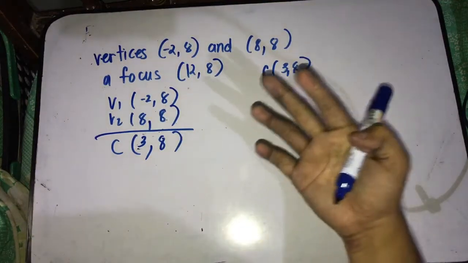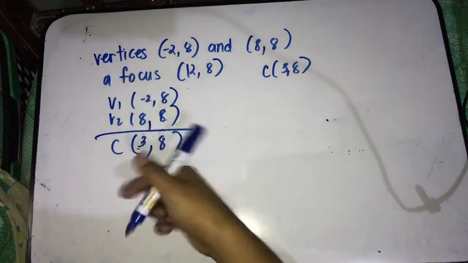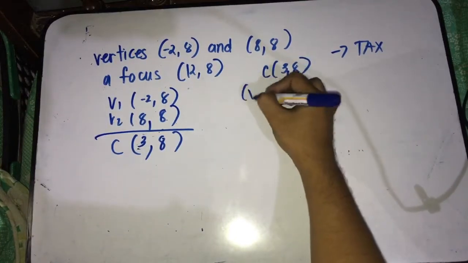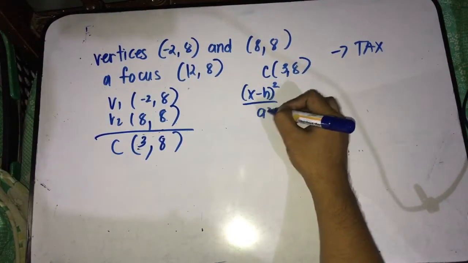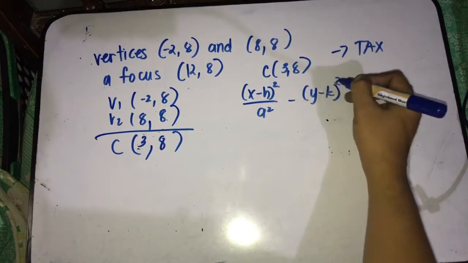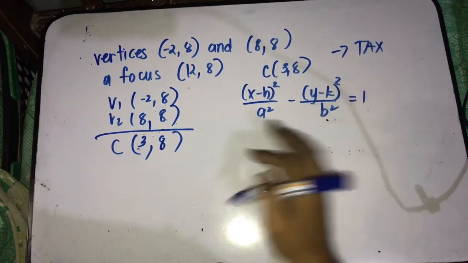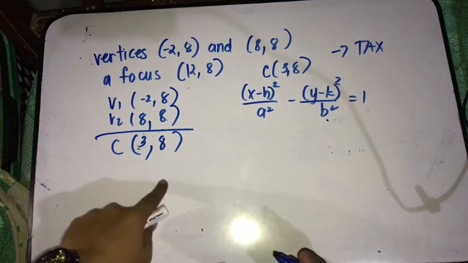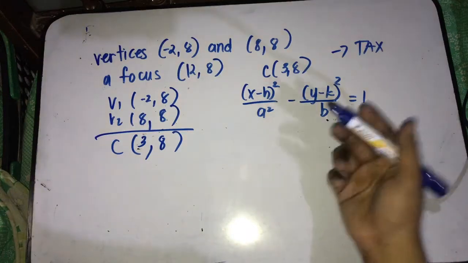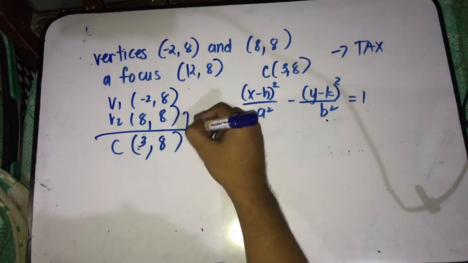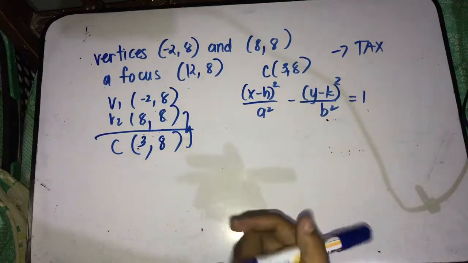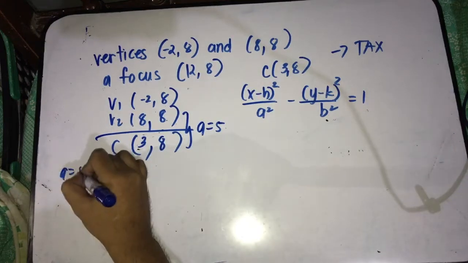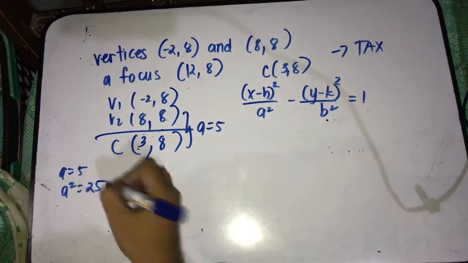So, major horizontal, tax or tie? Ano ba'ng binago? X. Therefore, this is tax. Ang formula na gagamitin natin kapag tax is x minus h quantity squared over a squared minus y minus k quantity squared over b squared is equal to 1. So, this will be our equation. If that is our equation, meron na ba tayong a and b? Wala pa. But we all know that from the center going to the vertex, that would be a. So, 8 minus 3 is now 5. If a is equal to 5, therefore, a squared would be 25.